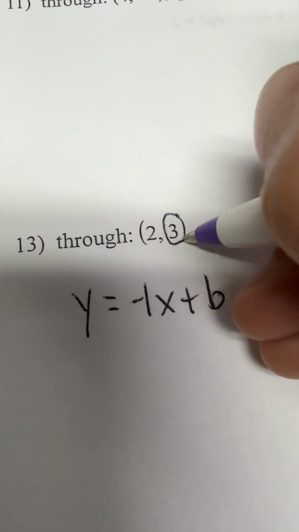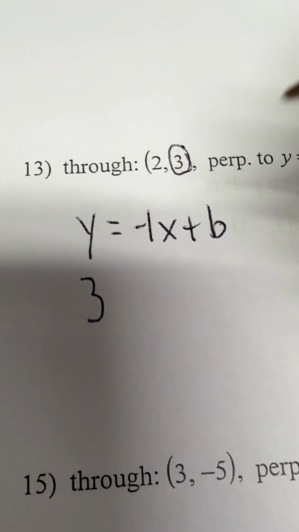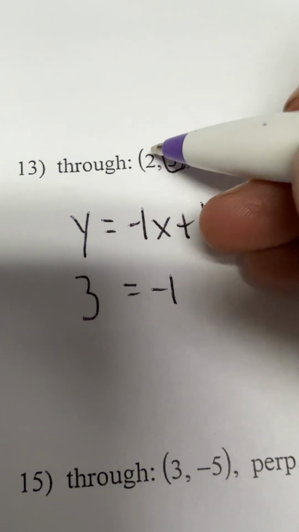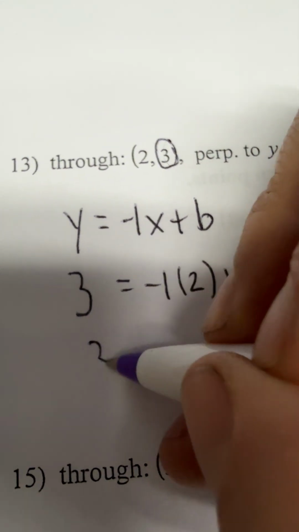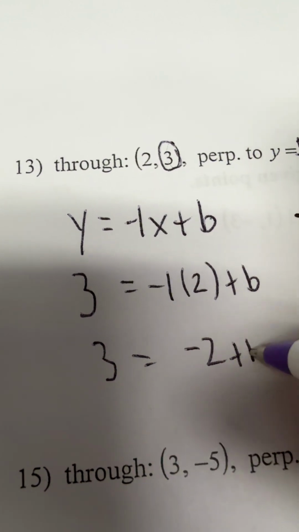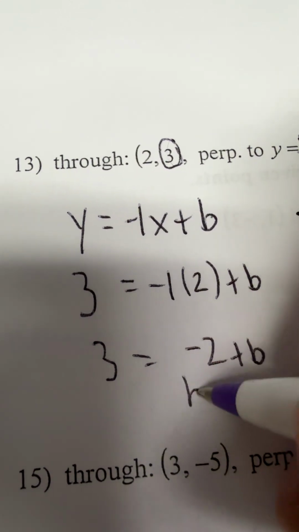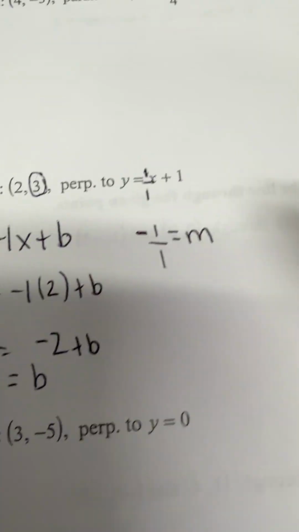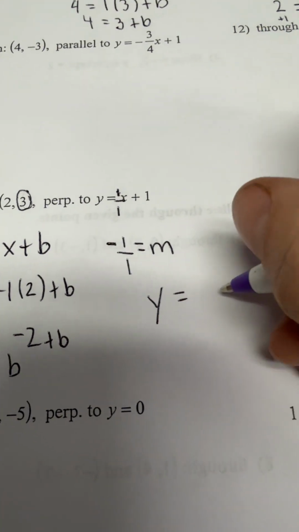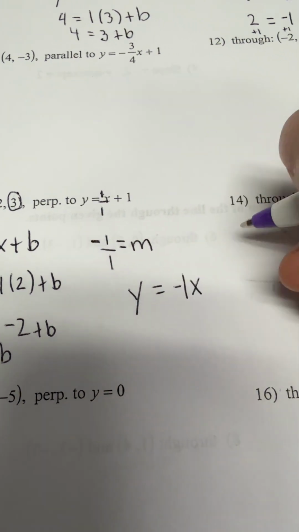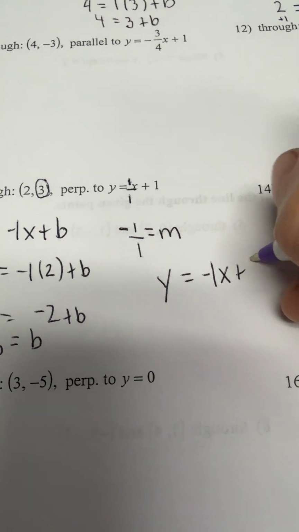Then you're going to take your 3. You're going to plug your 3 in here. You're going to take your x. You're going to plug it in right here. So this gives me 3 equals negative 2 plus b. I add 2 to both sides and I get b equals 5. So my answer is y equals a negative 1 over 1, which I can just write as that, and then plus 5.